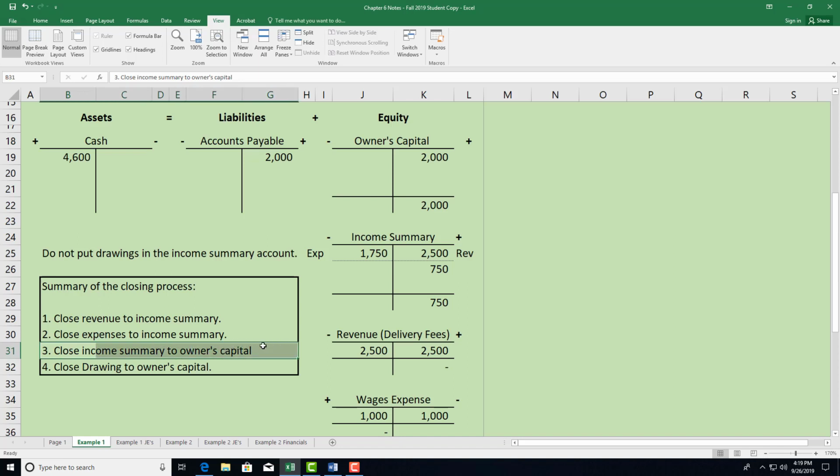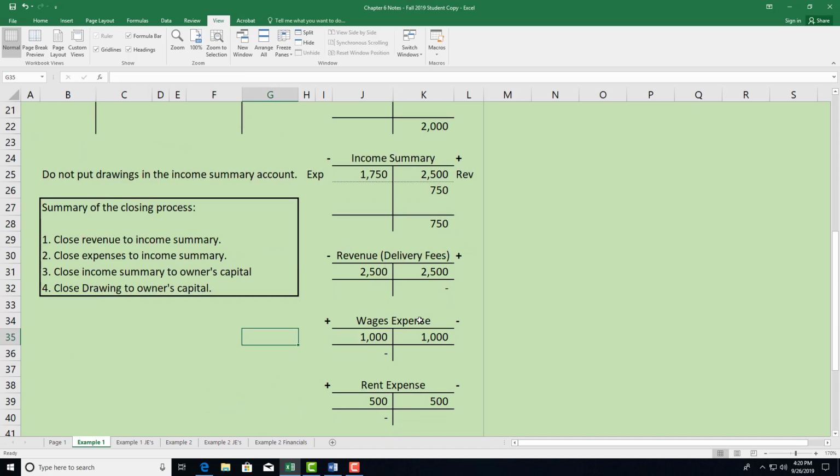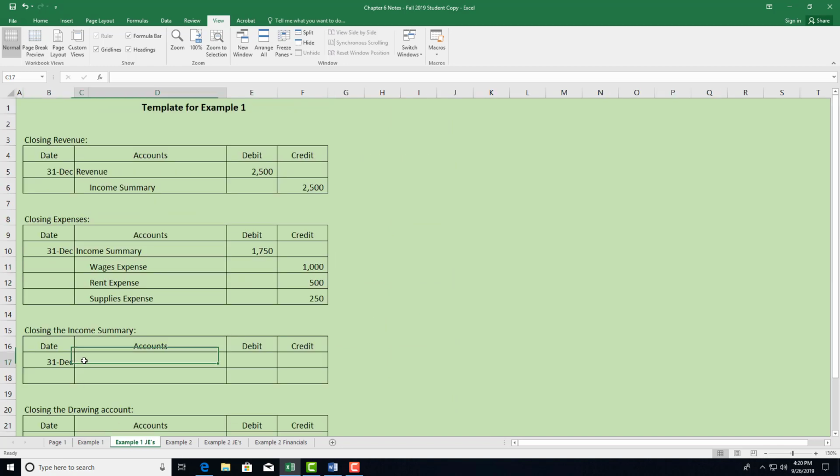Now we are at step 3, close income summary to owner's capital. So I can look at income summary. It has a balance of $750. If I want that account to be 0, I need to take that credit balance and offset it with a debit. So if I debit income summary $750, that account balance will now go down to 0. So in my journal entries, debit income summary $750 and credit owner's capital $750.